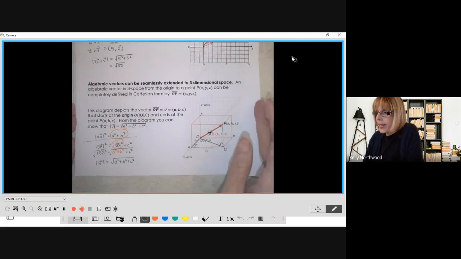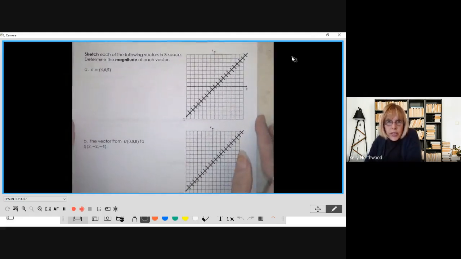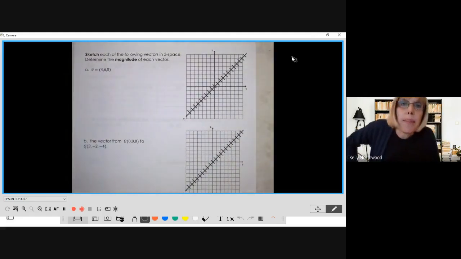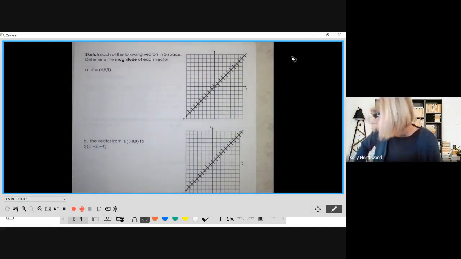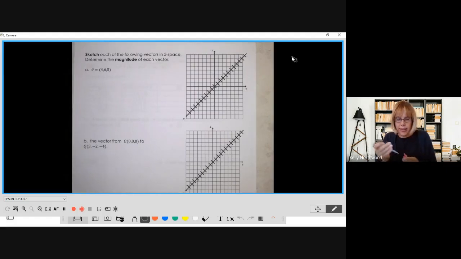Okay, so sketch each of the following vectors in 3 space. Determine the magnitude of each vector. All right, so every year some people find this super easy, and then some people are like me and they are not good at seeing things before they appear to them, and drawing isn't their thing. So I have a method that works for everybody.